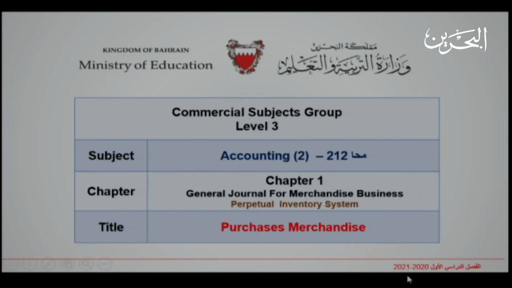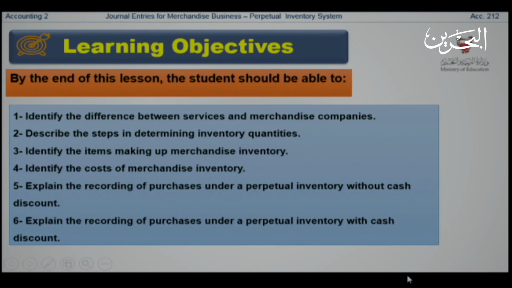Today we will cover Chapter 1, the General Journal for Merchandise Business with Perpetual Inventory System, and our lesson about the purchase of merchandise. By the end of this lesson, students should be able to, firstly, identify the difference between service and merchandise companies. Secondly, describe the steps in determining inventory quantity. Thirdly, identify the items making up merchandise inventory. Fourthly, identify the cost of merchandise inventory.